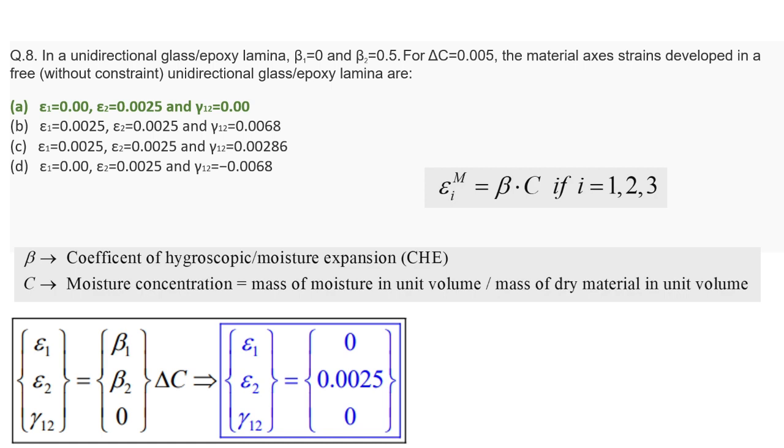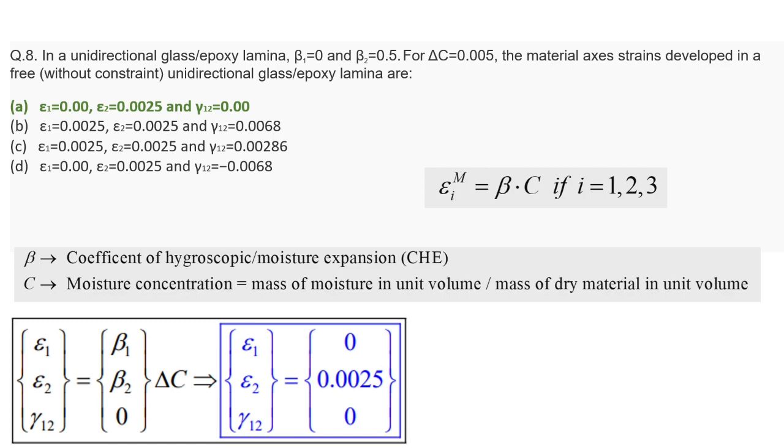Okay, so the next question is question number 8: in a unidirectional glass epoxy lamina, beta 1 is equal to 0 and beta 2 is equal to 0.5. For del C equal to 0.005, the material axis strains developed in a free, without constraint, unidirectional glass epoxy lamina are. So here, they're asking to find the material axis strains developed in the free unidirectional glass epoxy lamina.